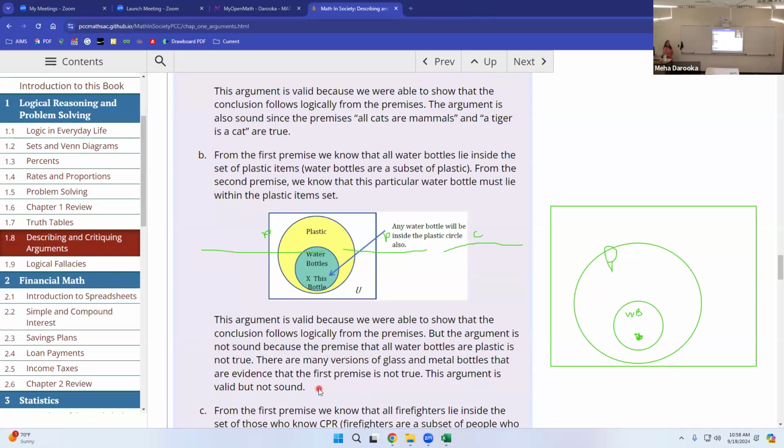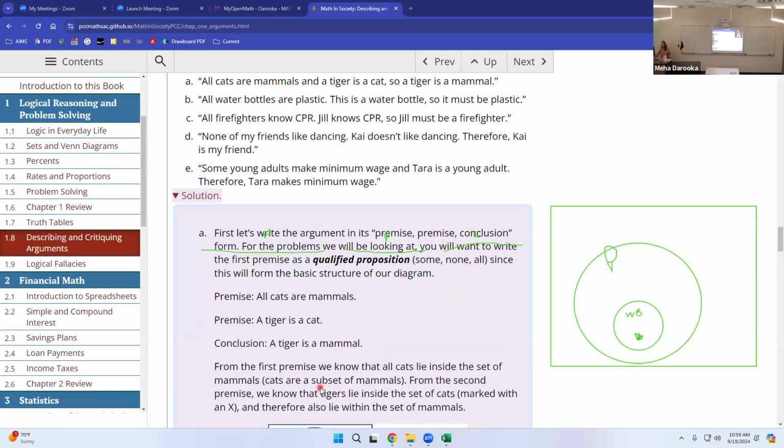There are glass water bottles, metal like you guys have. So we know the argument is valid. It's just not sound because it's not true. So I think that's where we need to understand the difference between them. Logically, yes, we could follow that path, but when it comes to soundness, because it's not true, it fails as a strong argument, right? Okay, valid but not sound. That's what this argument is.